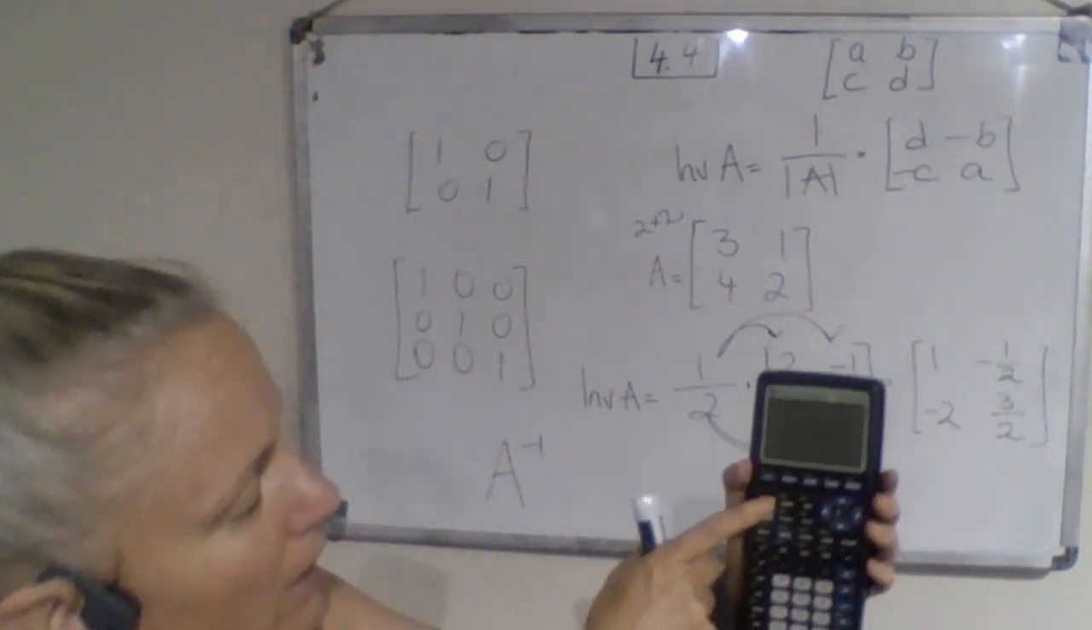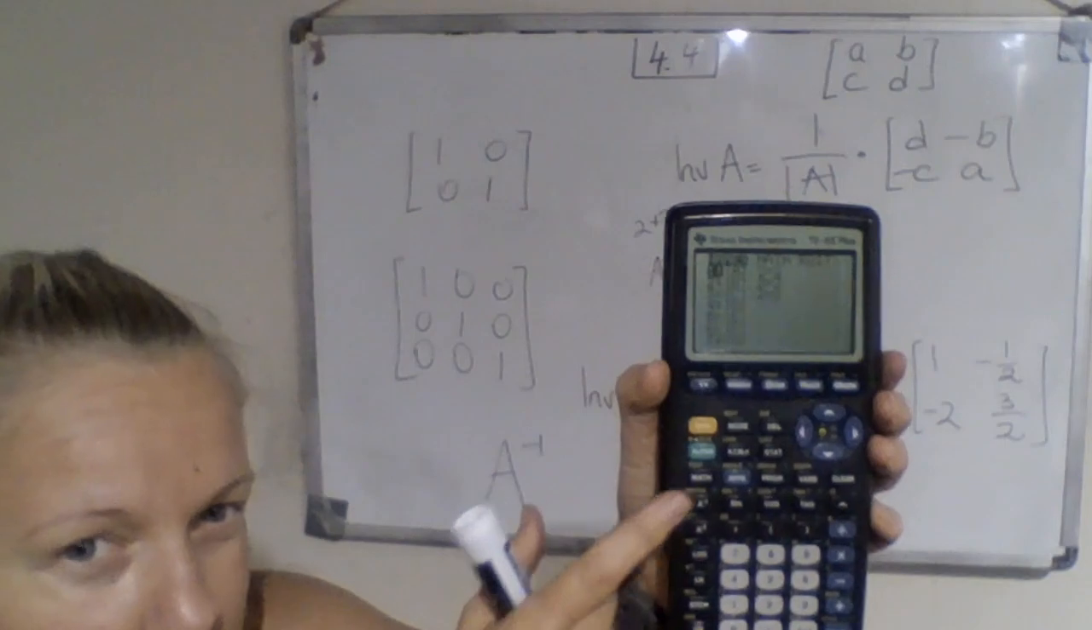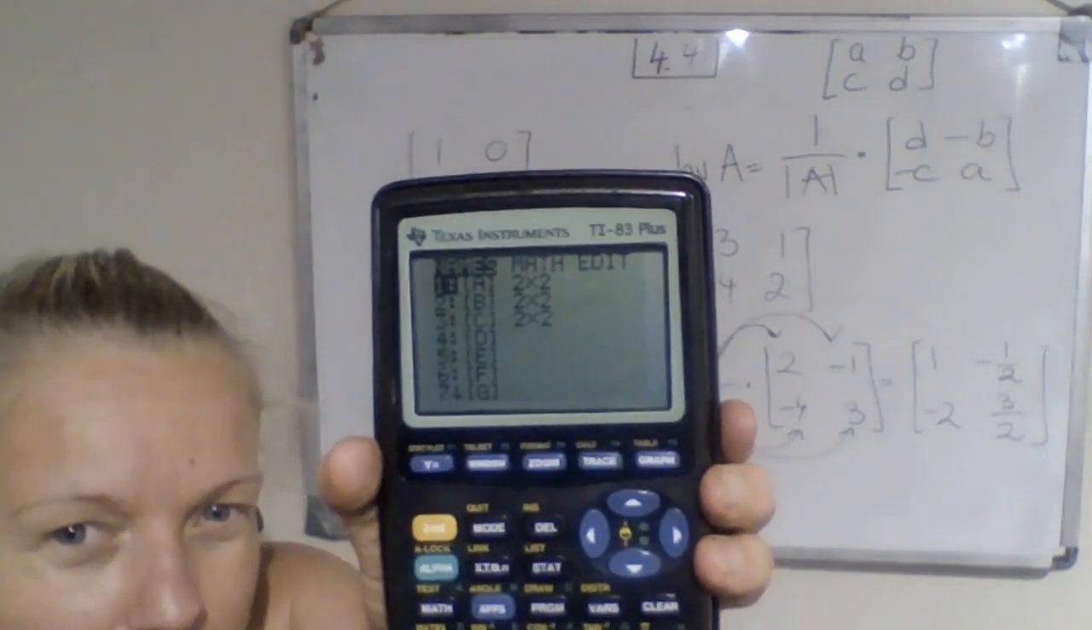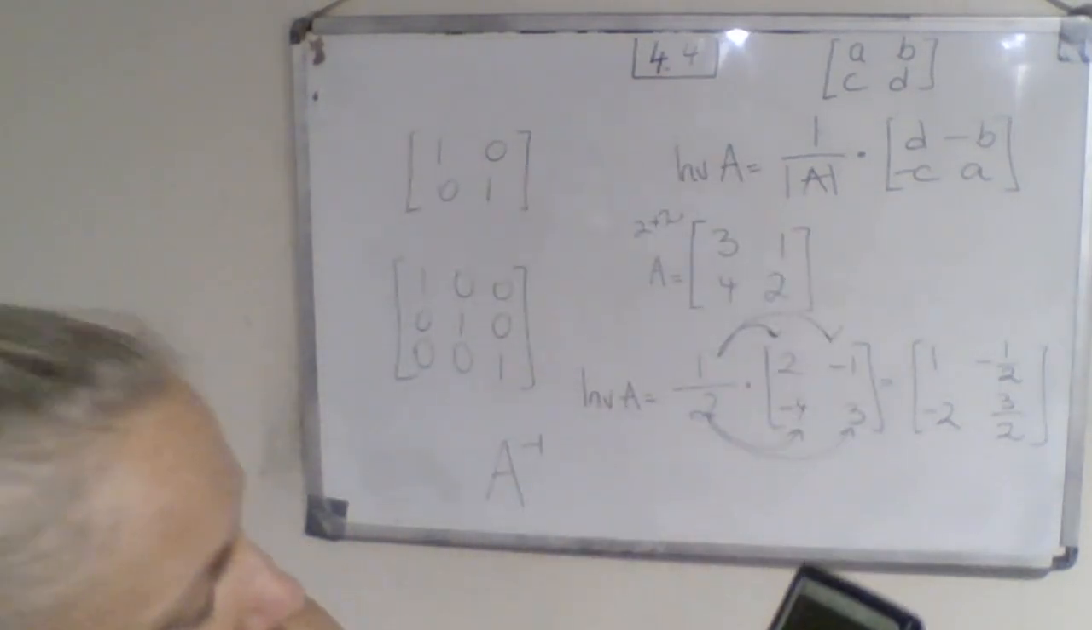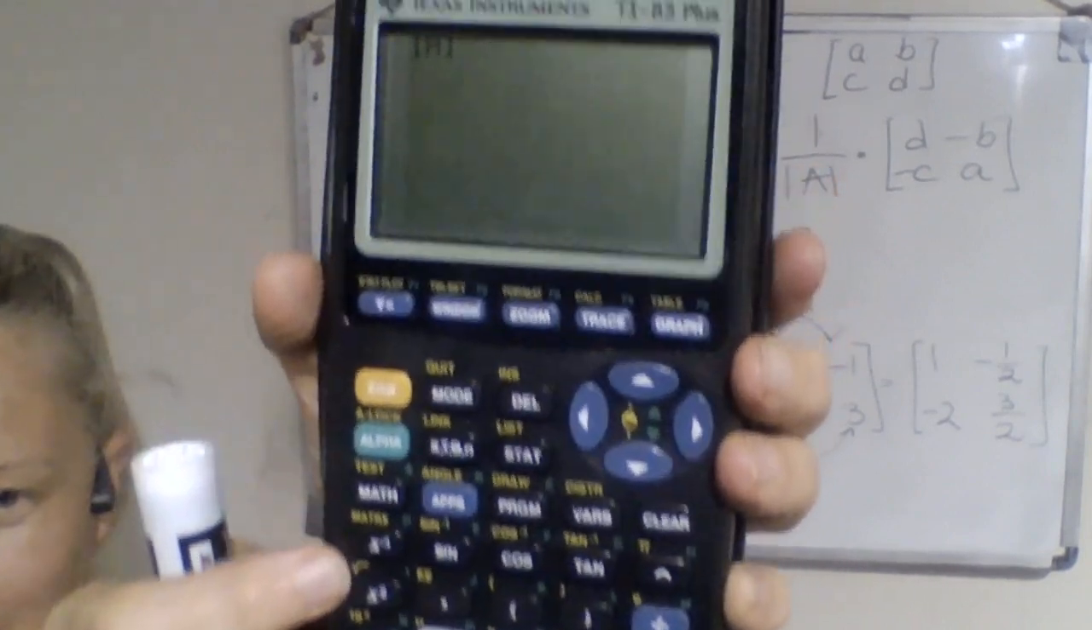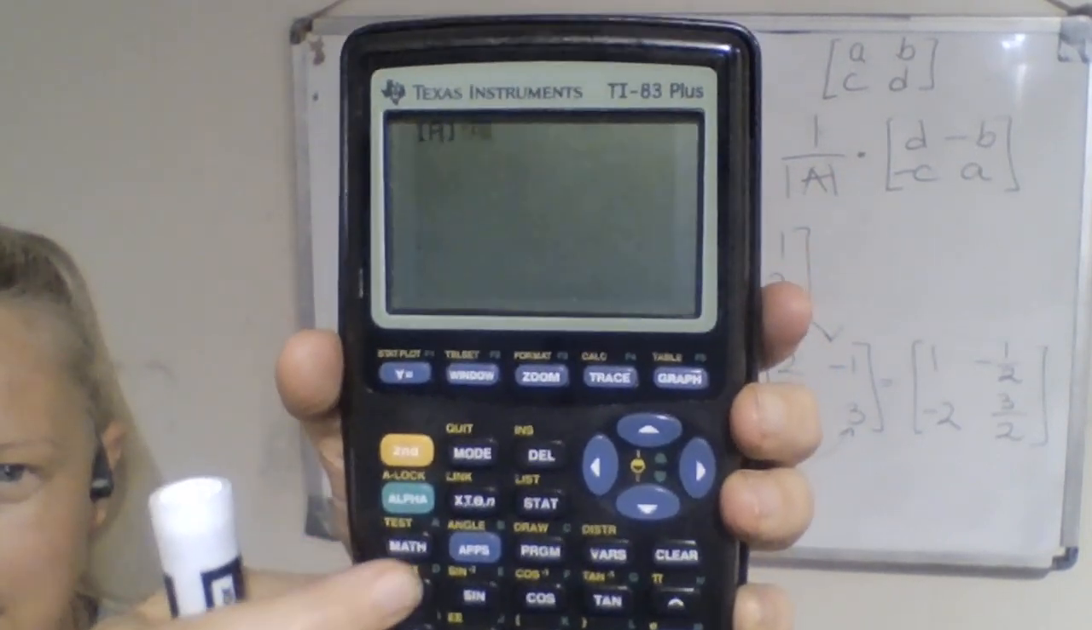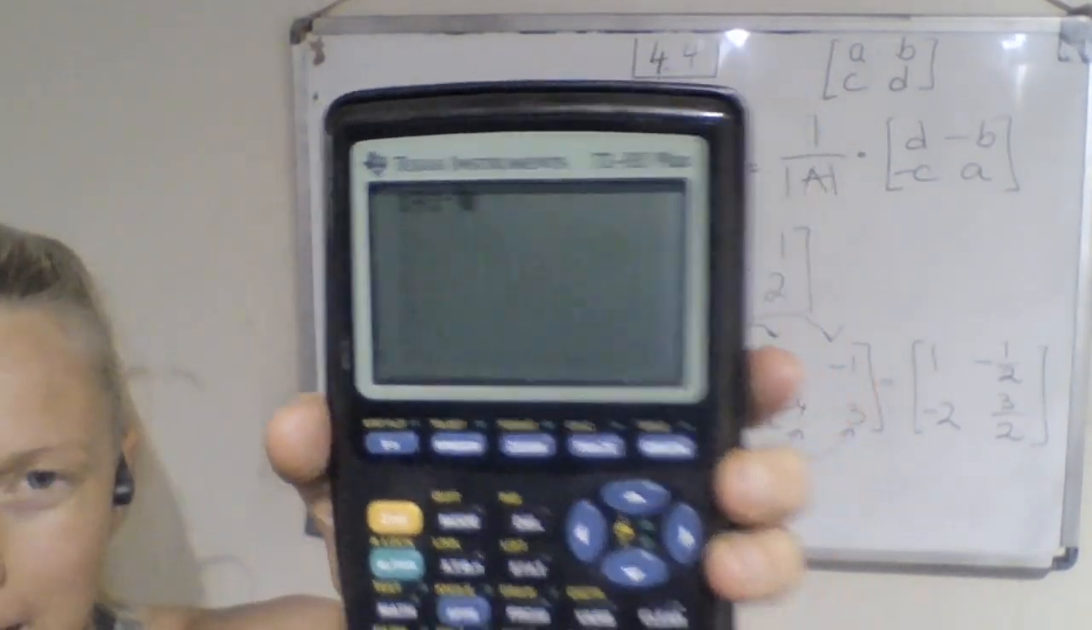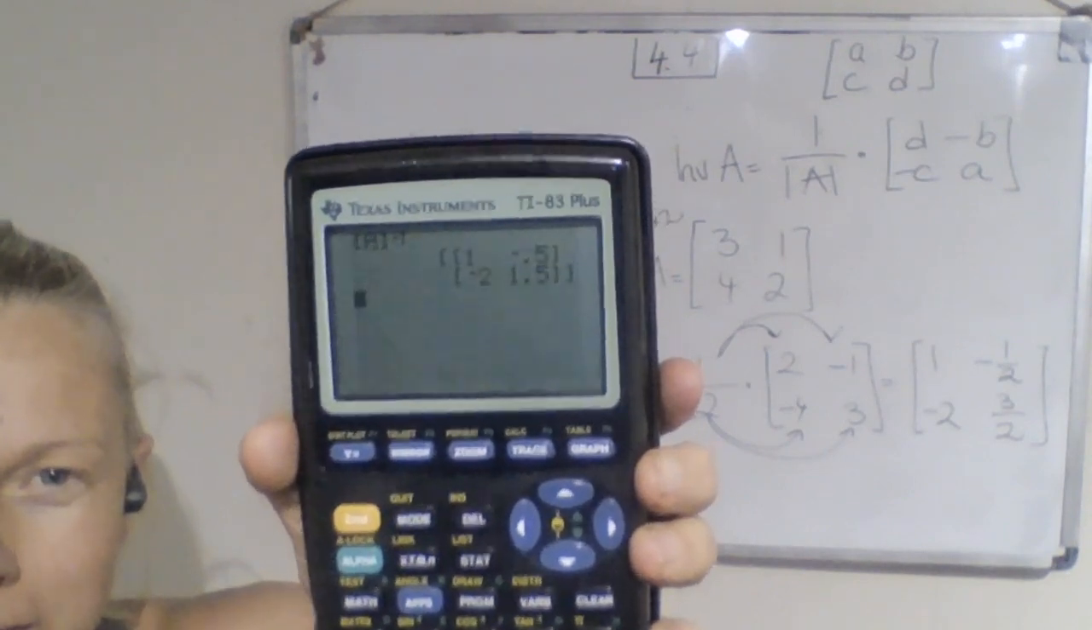So I'm going to go second matrix. I'm going to say I want this matrix A, but I want it to the negative 1. You actually have a key for this. It goes like that, right? And you put negative 1. And then you hit enter.